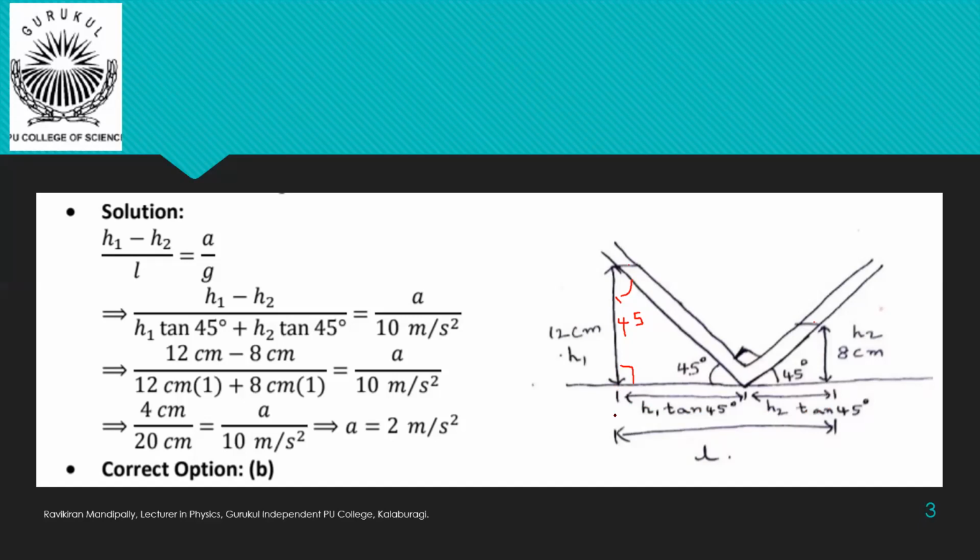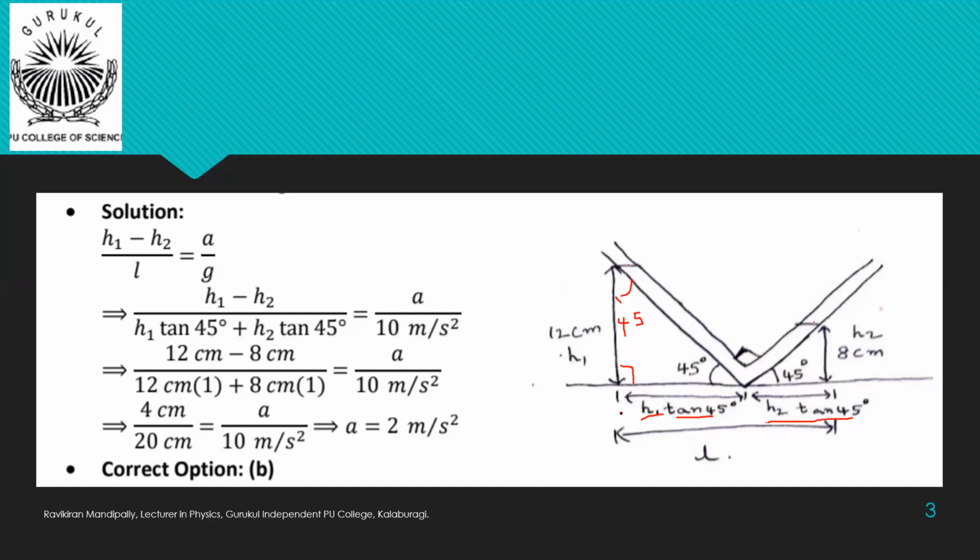If you are confused with that, I will suggest you an alternate. Since two angles are equal here, 45 degree, 45 degree, these two sides must be equal. So this is 12 centimeter, this also is 12 centimeter. You can see here H1 is 12 centimeter, tan 45 degree is 1. So 12. Same here, H2 tan 45 will be 8. So H1 is 12 centimeter, H2 is 8 centimeter.